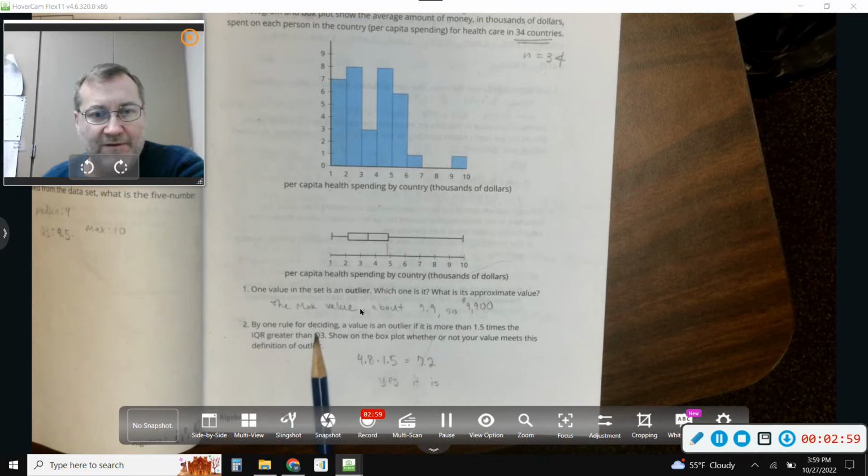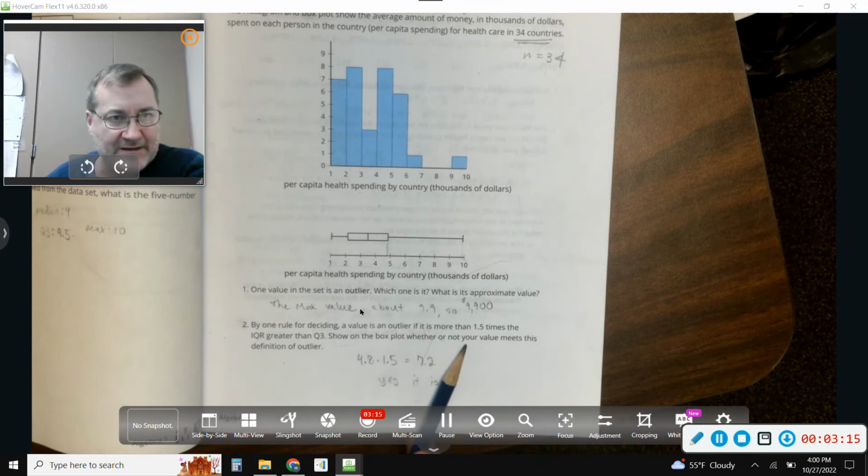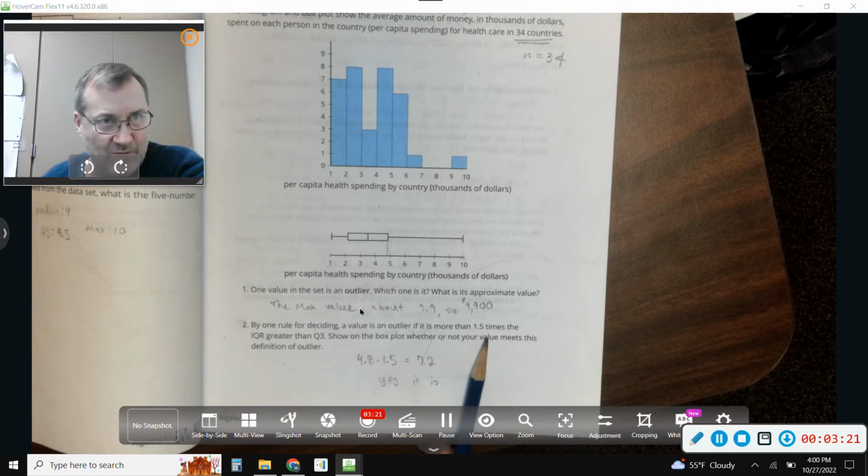By one rule for deciding, a value is an outlier if it's more than 1.5 times the IQR greater than Q3. Show with the box plot whether or not your value meets this. Okay, so let's talk about this definition. They don't do a whole lot here, they do kind of a disservice as to what we're doing.